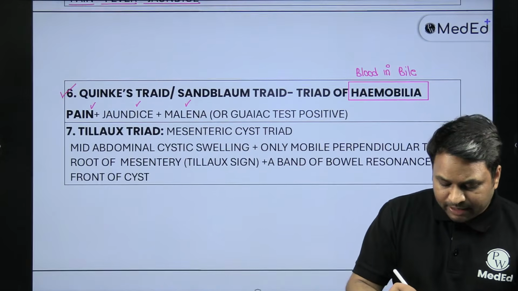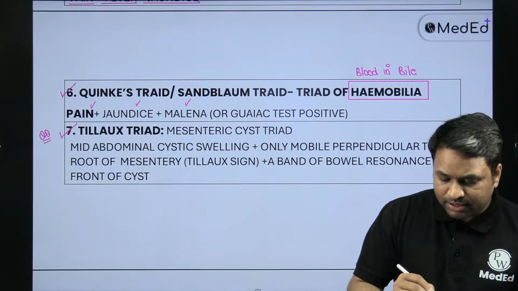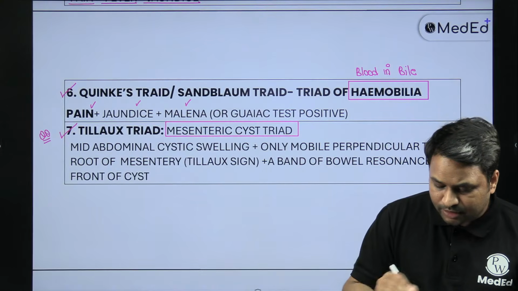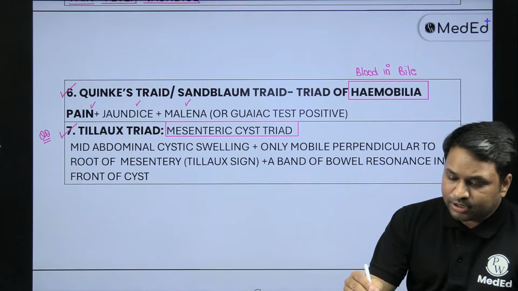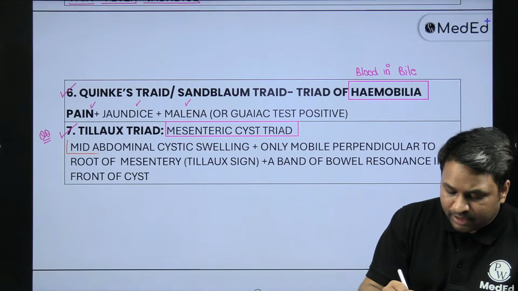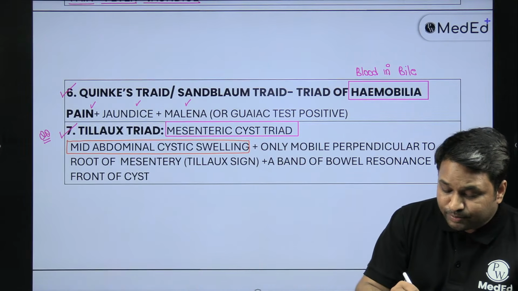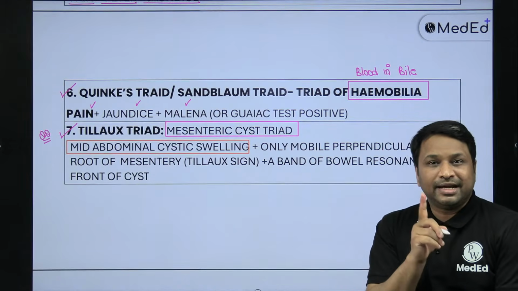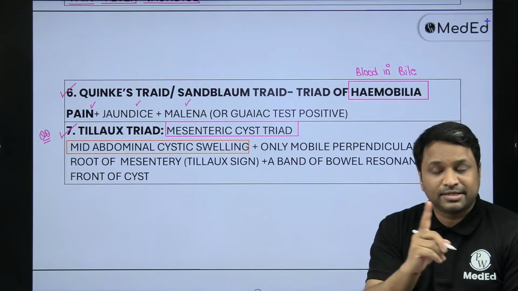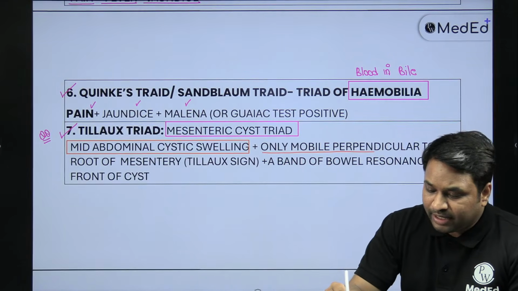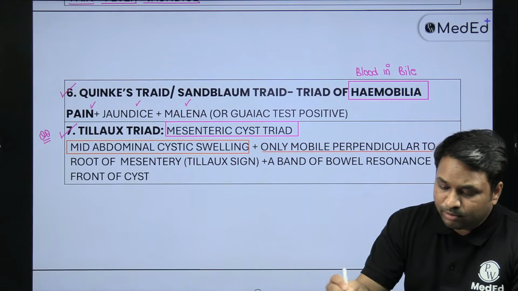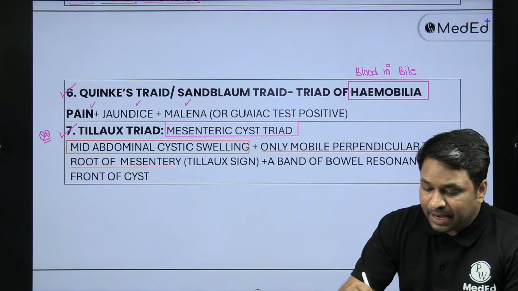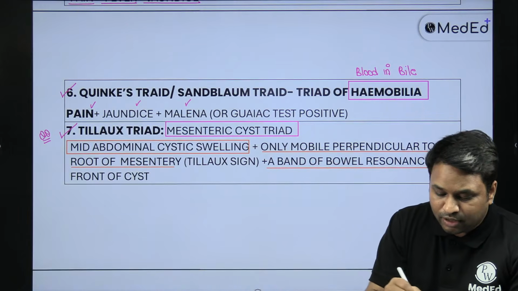The last one, which is repeatedly asked in the exam, is for mesenteric cyst, called as the Tilloch's triad. So the Tilloch's triad is seen in mesenteric cyst. So what is the Tilloch's triad? The Tilloch's triad is associated with the mid-abdominal cystic swelling, which moves only perpendicular to the attachment of the mesentery, and then there's a band of resonance around the cystic lesion. So it is only mobile perpendicular to the root of the mesentery, which is called as a Tilloch sign, right? And a band of bowel resonance in front of the cyst.